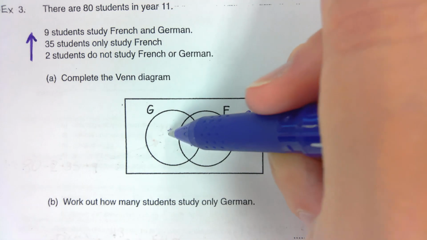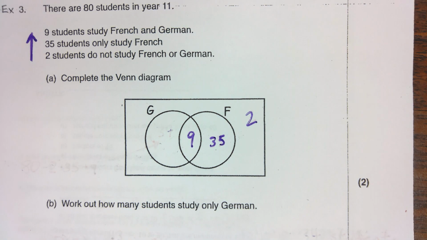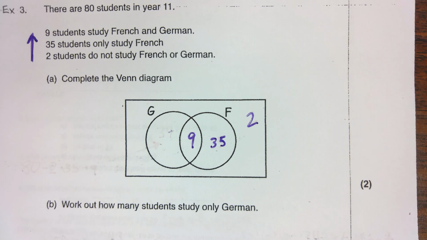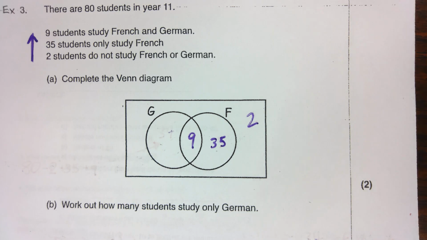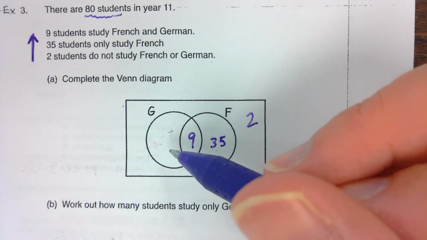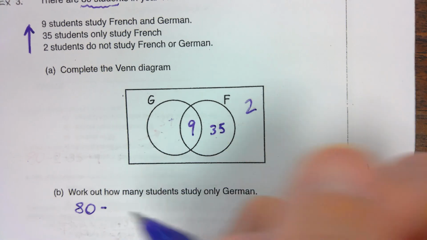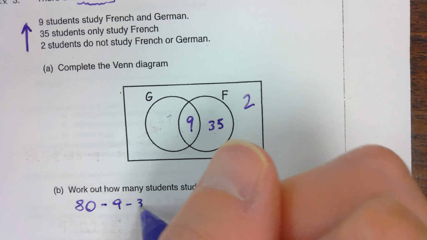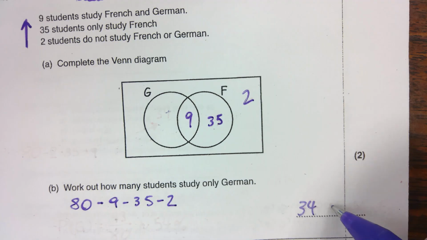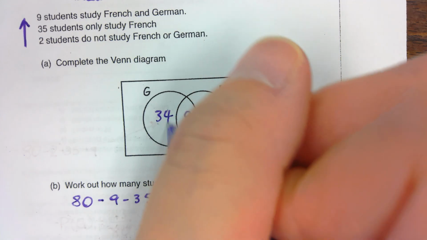So how do I figure out what this number is? Sorry? It's not 9. How many students are there in total? Sarah? Yeah, there's 80 people in total, and I know these parts already, so how do I figure this one out? Subtract them. Yeah. So I do 80 subtract 9 subtract 35 subtract the 2, so I get 34 students. So 34.